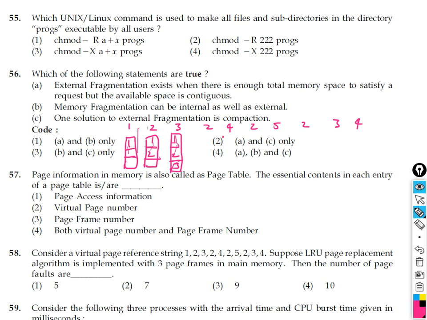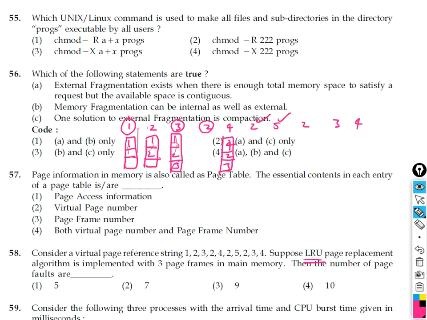Next, we need 4. 4 is not there. So which one to be replaced for bringing 4 into the main memory? So already 1, 2, 3 are there. We need to use the least recently used algorithm. So what is the most recently used? 2 is most recently used, 3 is next most recently used, and then 1 is least recently used. So replace 1, then it will become 4, 2, 3. We need 2. 2 is already there.